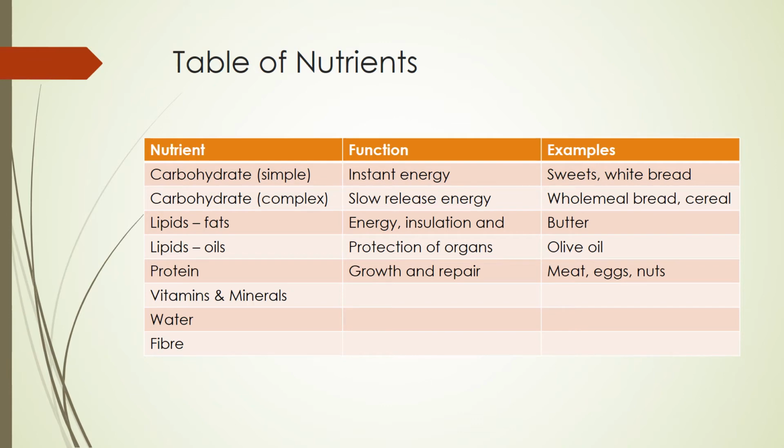So on your piece of paper, complete the table first of all with proteins. So you've got there the function is growth and repair. And you've got some examples. Any forms of meats, that's fish, chicken, pork, any of those, eggs, and any other dairy product, and nuts, and other seeds. They're all good sources of protein.